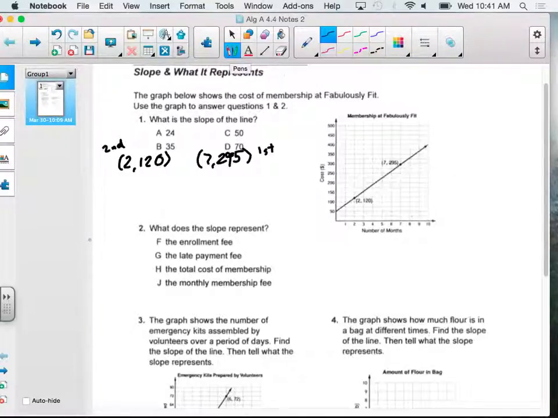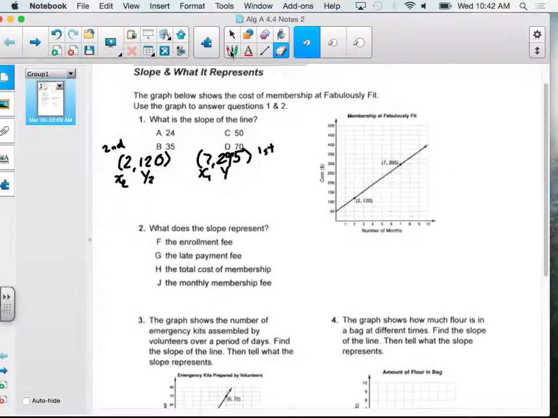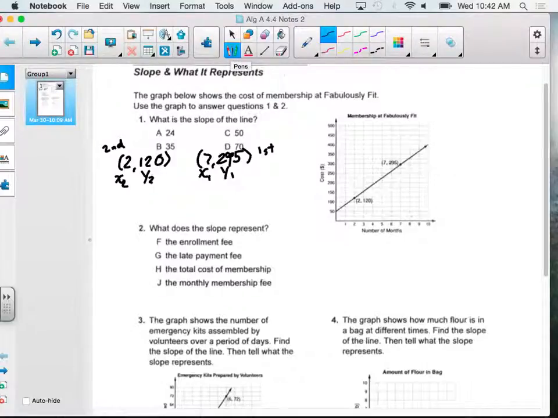Okay, so this is first, and then this will be second. So we've decided that, then we have to label each of our points, right? So what would x sub 1 be? X sub 1 would be 7, because that's our first ordered pair, that's what we decided. Then our y sub 1 would be the 295, right? So then our x sub 2 and y sub 2 become 2 and 120, right? And it would help if I pick the right numbers. There we go. Okay, so we have our values labeled.